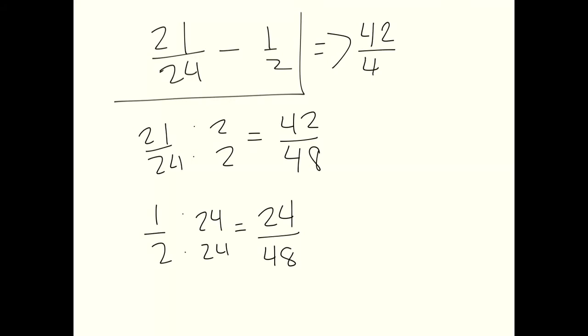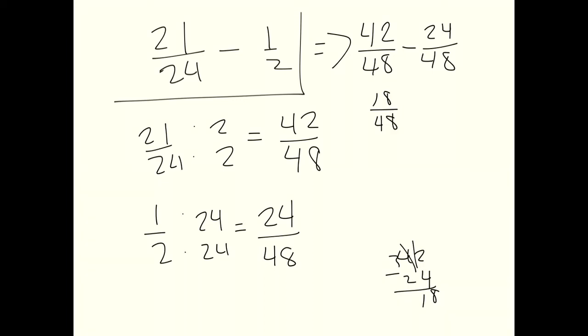So now you will need to do 42 over 48 minus 24 over 48. 42 minus 24 is 18. So you will have 18 over 48, and you can reduce this. So I'll start by dividing by 2, which is 9/24.